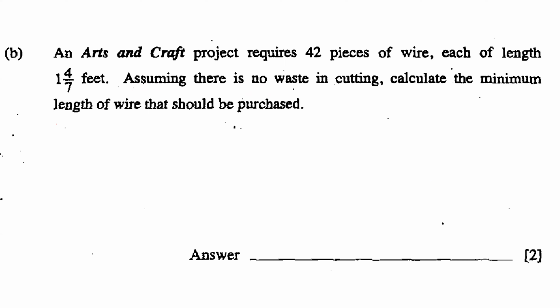So the idea is that you have to take 1 4/7 and multiply it by 42. So we have 1 4/7 multiplied by the whole number 42. Now again, we can express any whole number as a fraction just by putting 42 over 1. You can always express a whole number as a fraction just by putting it over 1.